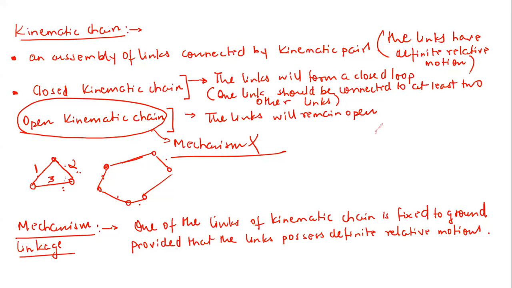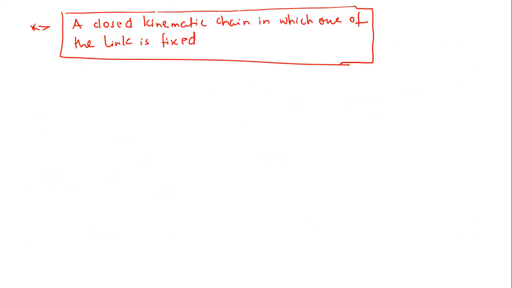Now let us come back to our original discussion, that is mechanism. A closed kinematic chain with one of the links fixed is called a mechanism, and these links are going to possess definite relative motions with respect to each other, right? A mechanism is also called a linkage. Besides this, we have another important definition which is called structure.